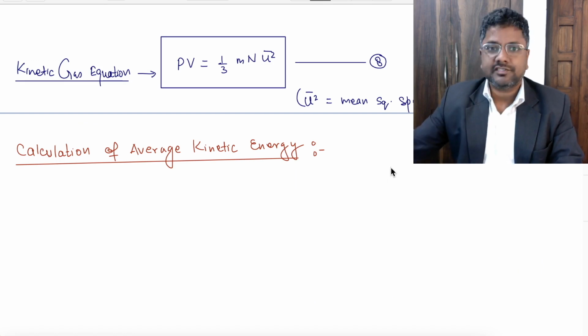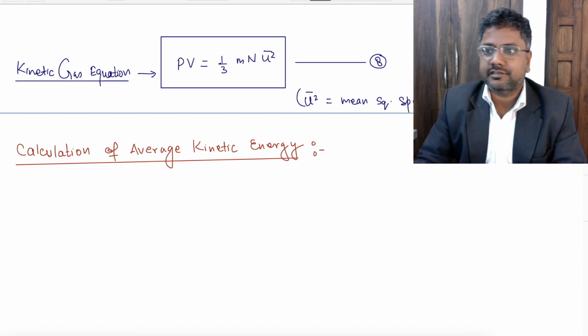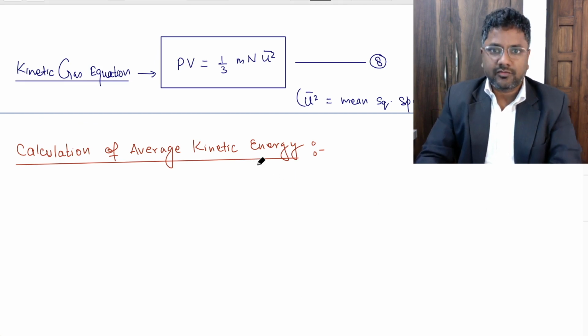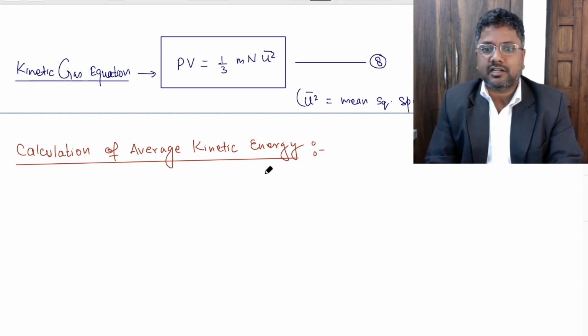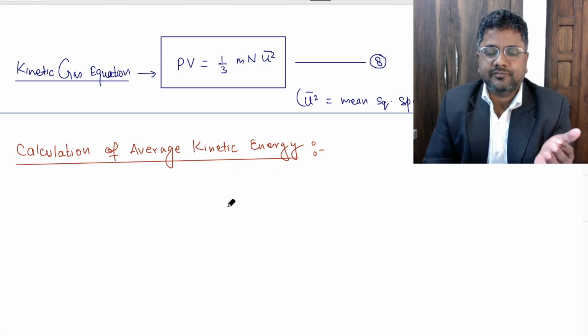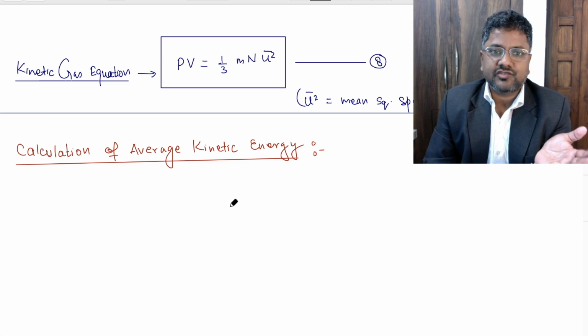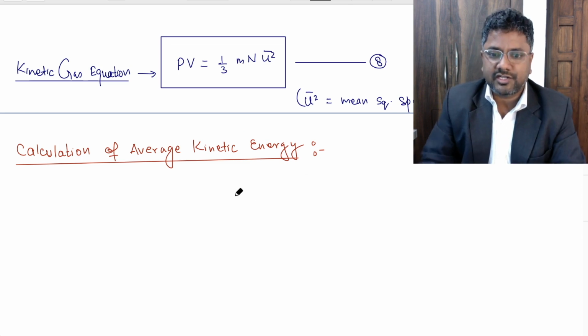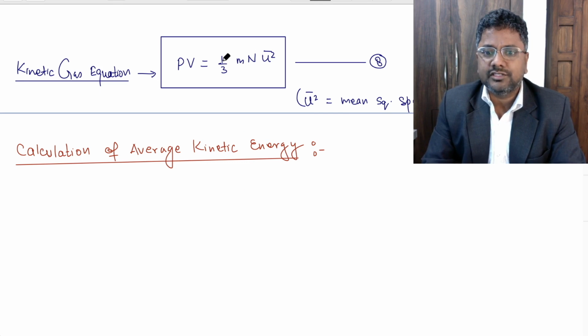Well, see, first I am taking this calculation of the average kinetic energy of gas molecules. Basically, it is a translational kinetic energy. See, kinetic energy is of different types: rotational, vibrational, translational. So here I am focusing only on translational by using this equation.